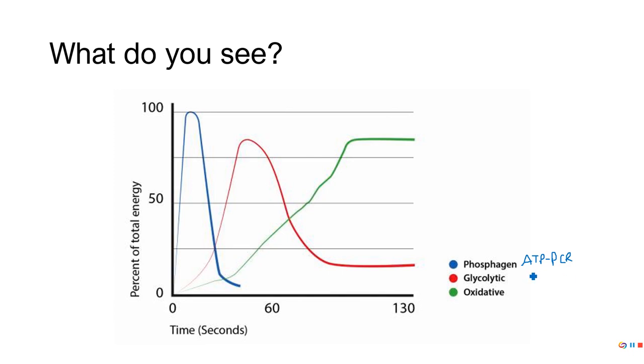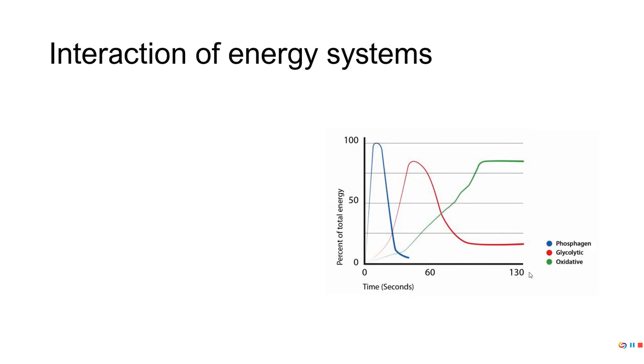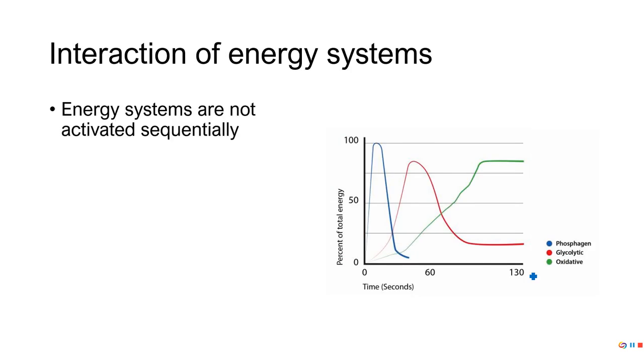All right, so a few things to keep in mind here is that, first of all, the energy systems are not activated sequentially. So what we mean by that is that when we start to exercise, they all are activated. It's not like we wait for ATP PCR to be all the way used and then glycolytic starts, and then after that's all used, then we use the oxidative systems. They're all activated at the same time, and they're all active all the time. Okay, but they've got different levels, right?